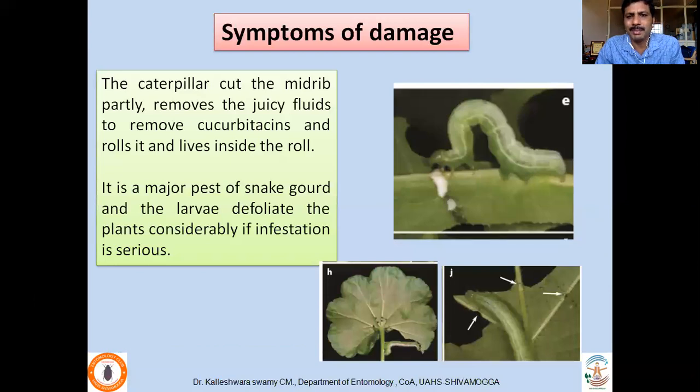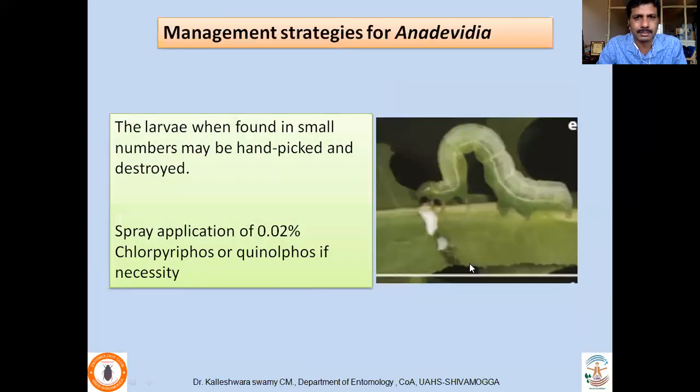Like the pumpkin beetle, the snake gourd semilooper also tries to remove the cucurbitacin content, especially in bottle gourd, where I have seen it cut the midrib like this. You can see here it has made a hole so that it eliminates the movement of cucurbitacin and has a safe place to feed on. It acts as a defoliator pest. Wherever you find the larvae, you can just handpick and destroy. If there is a necessity, you can go for application of chlorpyrifos or quinalphos.